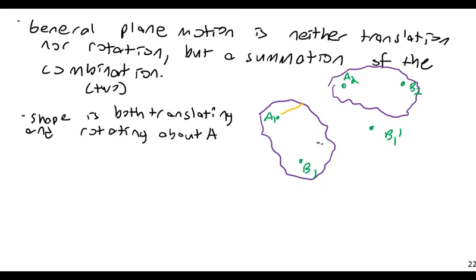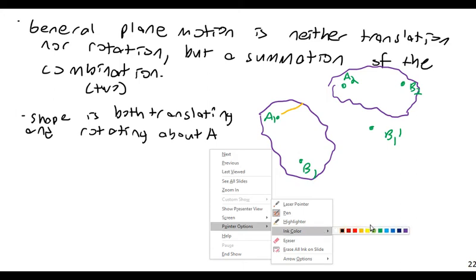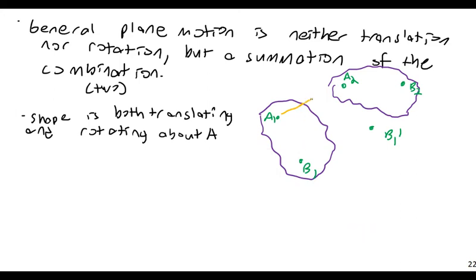So I could say then, if this thing were just translating, if it were only translating, B would end up at point B1 prime. So again, these would be parallel lines. Let me define B1 prime: the point B would be at if the body was only translating.